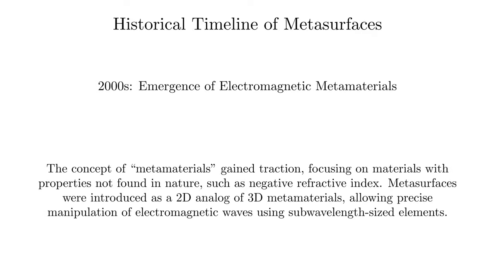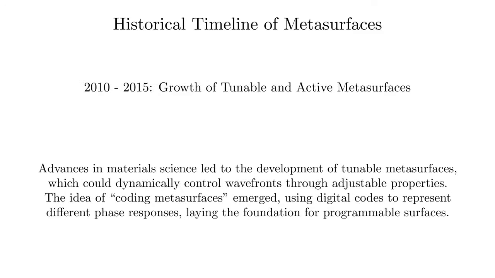2000s, emergence of electromagnetic metamaterials. The term metamaterial gained popularity, referring to materials engineered to have properties not found in nature, such as negative refractive index. Researchers began exploring how arrays of specially designed elements, metamaterial elements, could control electromagnetic waves with unprecedented precision. The concept of metasurfaces was introduced as a 2D analog of 3D metamaterials, offering a new way to manipulate waves using subwavelength-sized elements.